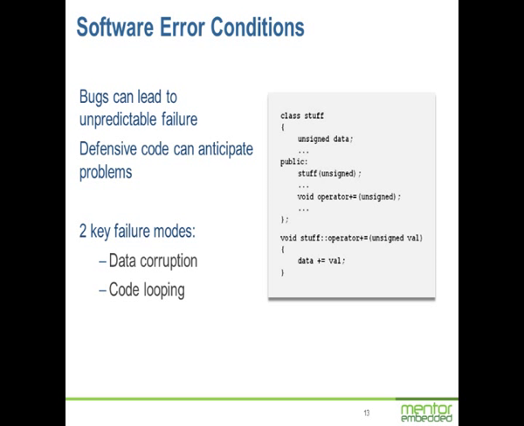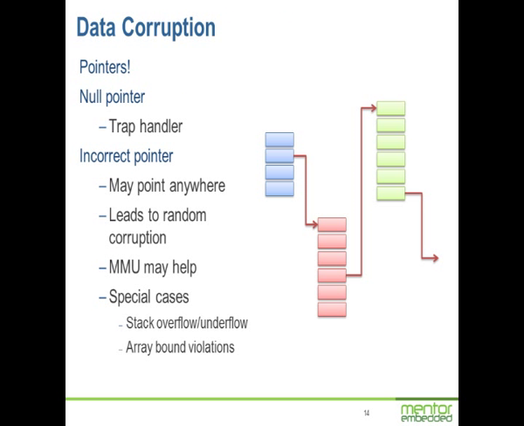There are two kinds of failure modes I have in mind here. One is the corruption of data, and the other is code looping in some way, code using up CPU time that it shouldn't be doing. Data corruption. What's this all about? The answer is pointers, mainly.